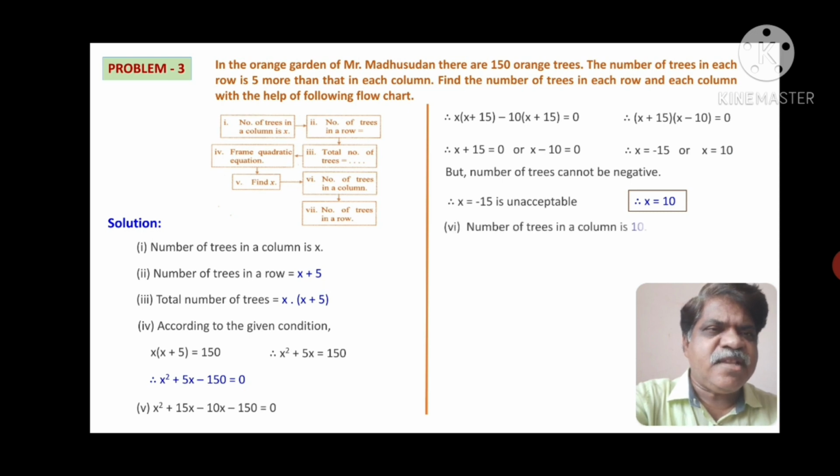So, friends, the number of trees in a column is 10. Second, the number of trees in a row is equal to x plus 5, 10 plus 5, which is equal to 15. Hence, the number of trees in a row is 15.